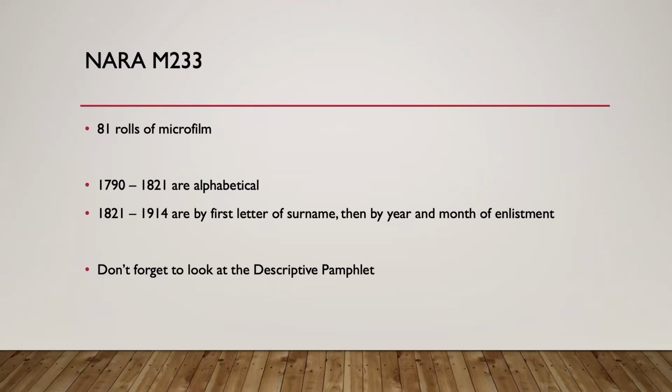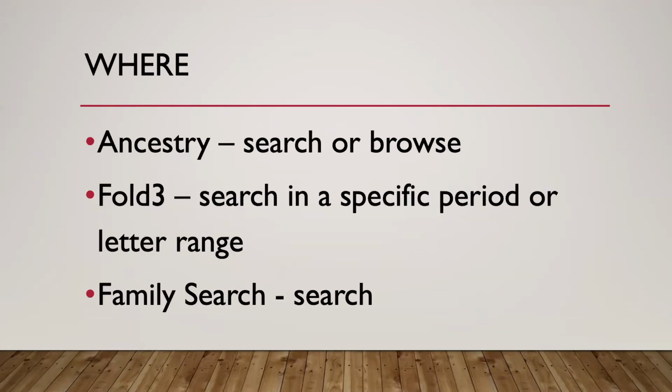So there are 81 rolls of microfilm. And they're divided into 1790 and 1821, and those are alphabetical by last name. And then beginning in 1821 through 1914, they are by first letter of surname, then by year and month of enlistment. The reason it changes is in 1821, the Army reorganizes. And they now have, instead of just names of captains, they have names of companies like Company A, Company B, Company C.